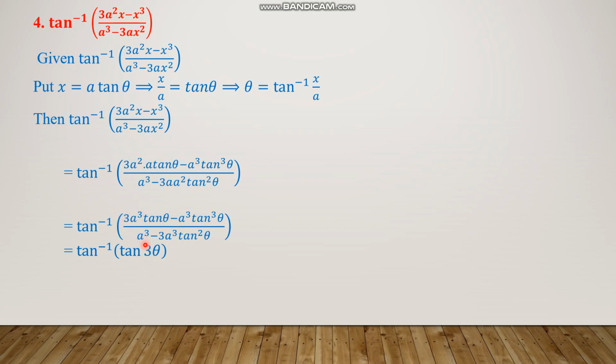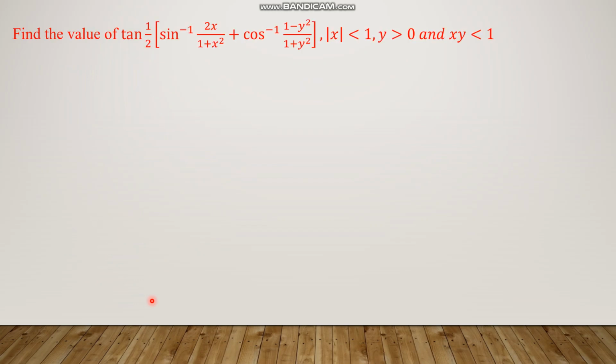Here also we can take a cube outside. So when you take a cube outside both the sides, that will get cancelled. So we are left with 3 tan theta minus tan cube theta by 1 minus 3 tan square theta, which is nothing but the formula of tan 3 theta. So the answer will be 3 theta, which is nothing but 3 tan inverse x by a.